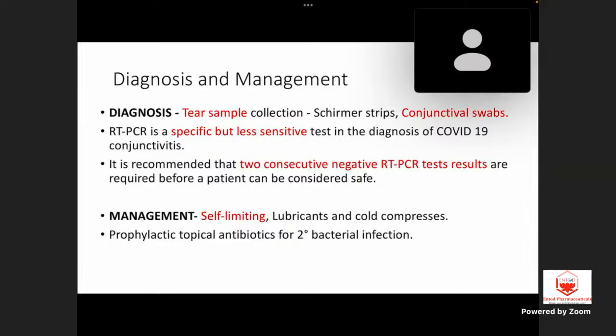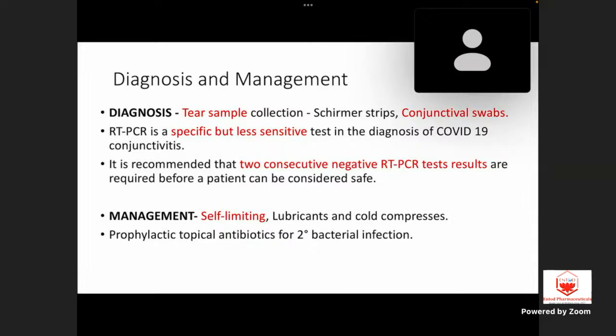The lesser sensitivity pertains to the fact that the concentration of the ACE2 receptors and concentration of the virus in the tear sample is very less as compared to the lungs or other samples taken from elsewhere. Now, it is recommended that there should be 2 consecutive negative RT-PCR test results before we can consider a patient safe, the patient who is having COVID-19 conjunctivitis.